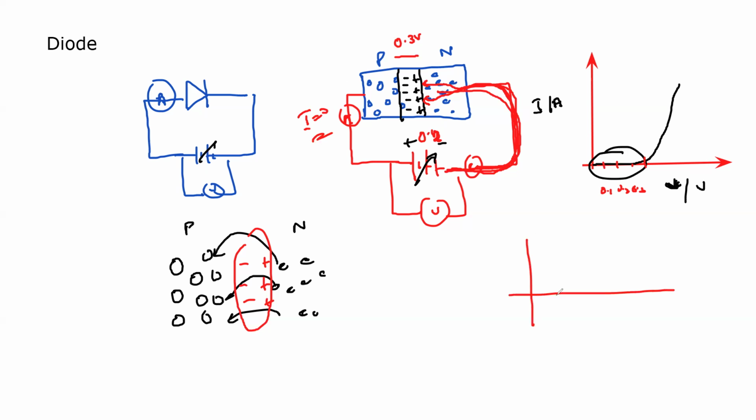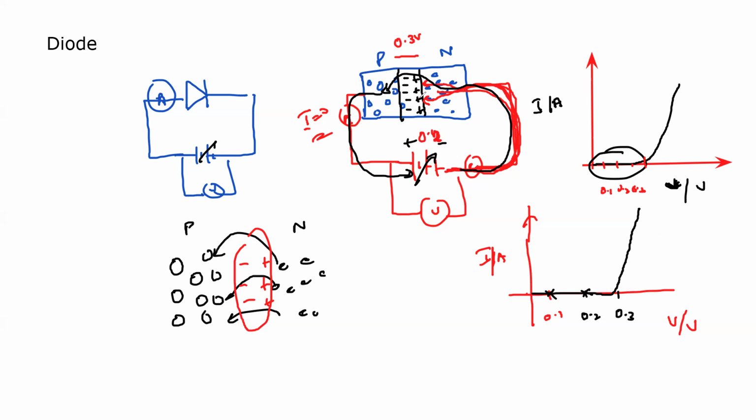So when we are sketching a graph, on the x-axis we have the voltage and on the y-axis we have the current. When the voltage is 0.1, the diode does not conduct electricity. When the voltage is 0.2, the diode does not conduct. When the voltage is 0.3, if it was made of germanium, only then does the diode start to conduct and allow the electrons to move. So at 0.1, no current; at 0.2, no current; but at 0.3, the current starts to flow. And then when we increase the voltage, the current will also increase.